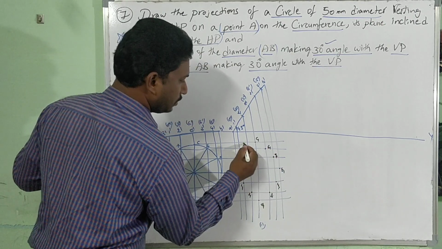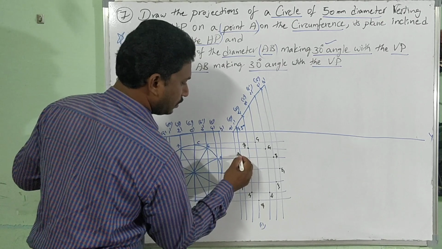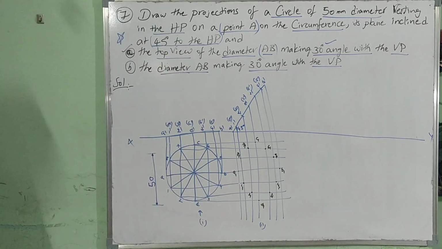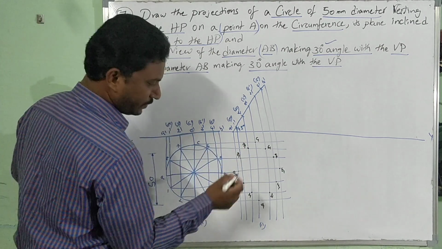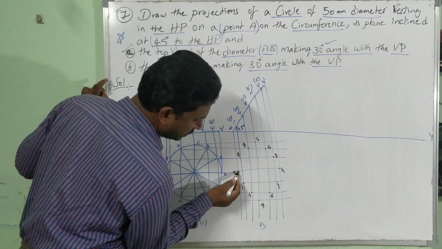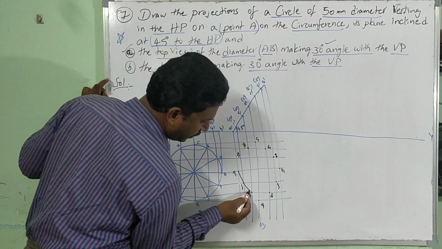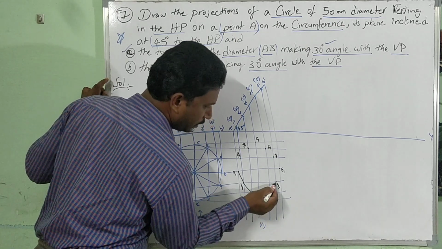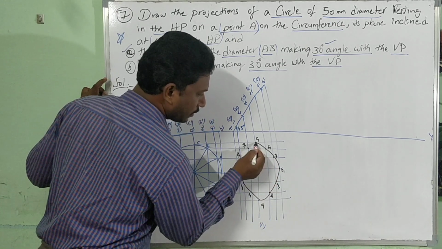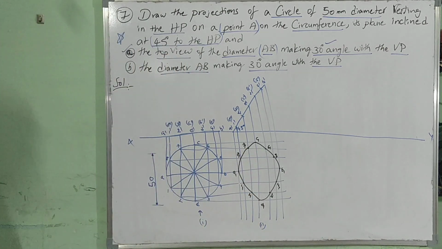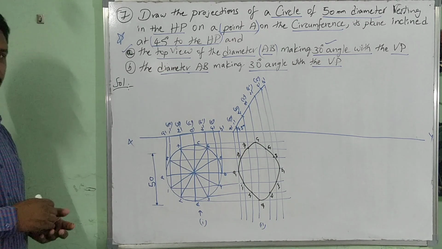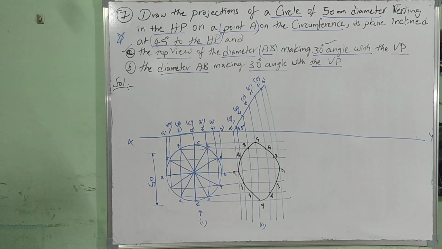7 1, 8 1 are the intersection points. Right? You have to keep the points. Plot the points first and later try to draw the ellipse: A1, 1 1, 2 1, D1, 4 1, B1. Not bad. Right? I got the elliptical shape. This is the second stage top view. Hope you all understand.